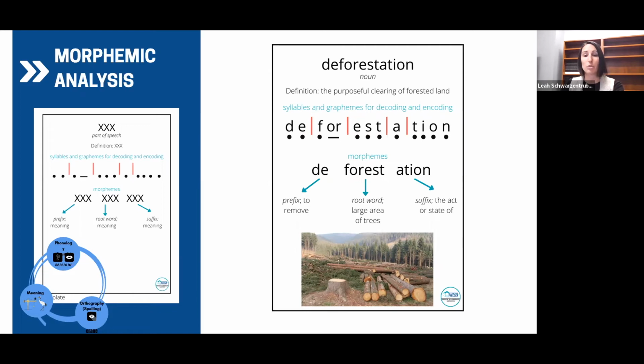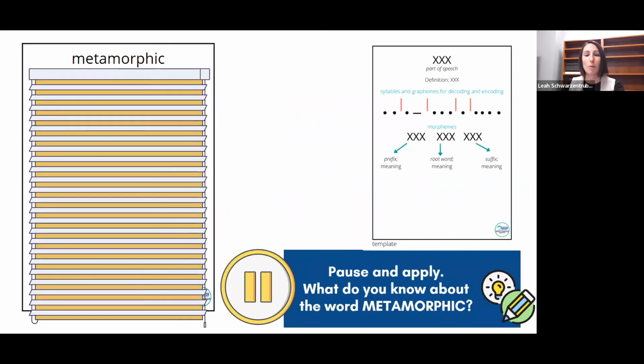Here we see an example using the word deforestation. We provide a kid-friendly definition of the word, and then facilitate examining syllables and graphemes that are part of the word. From there, students can connect the meaning of the prefix, root, and suffix to consolidate their understanding and knowledge of a target word. Let's pause and think about how this could look in your classroom.